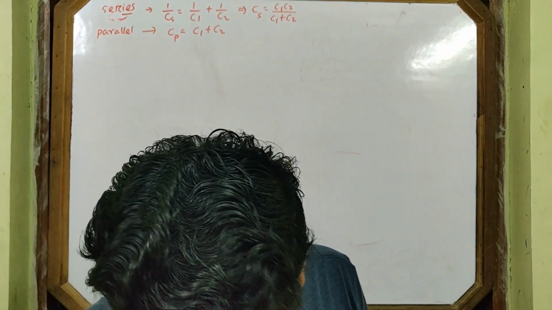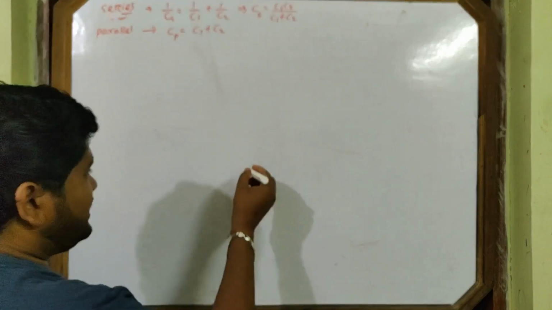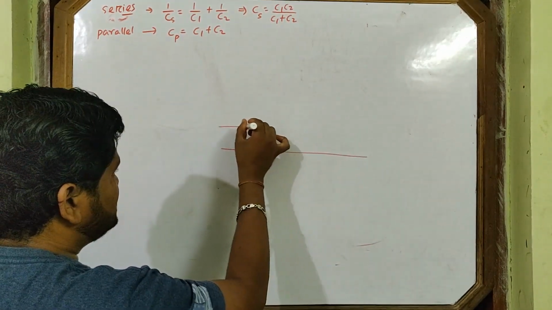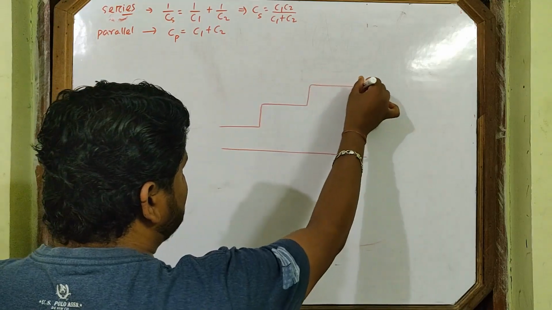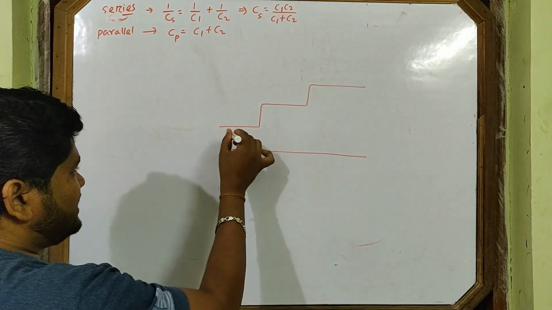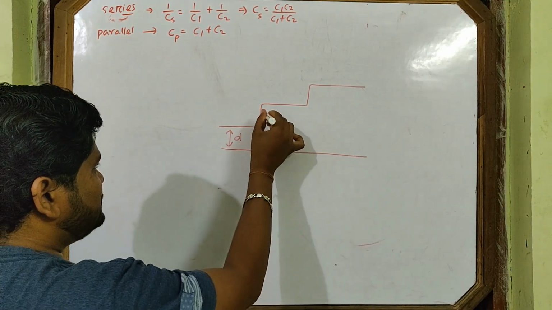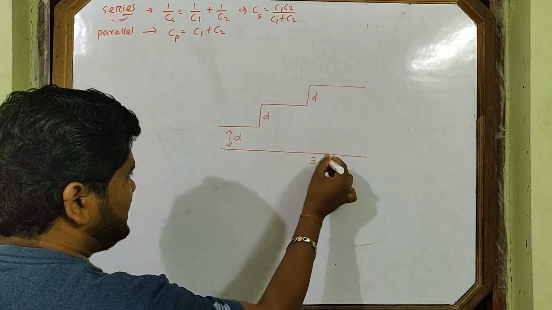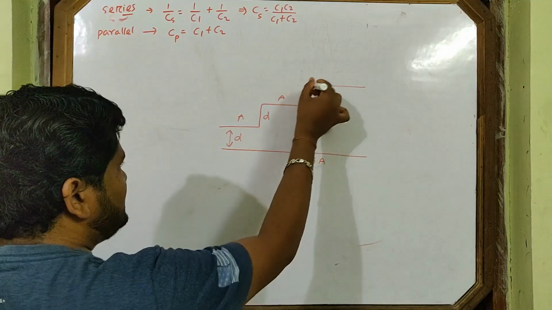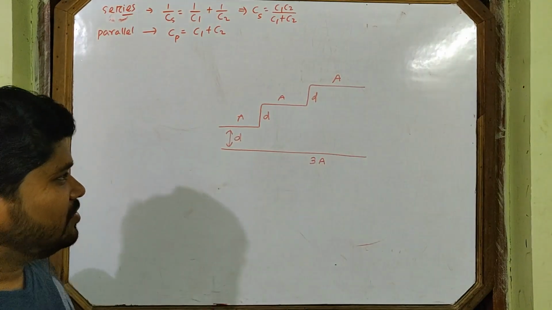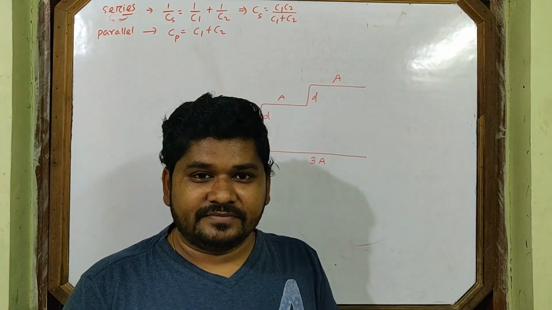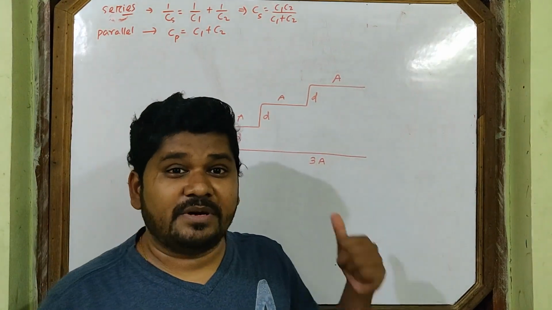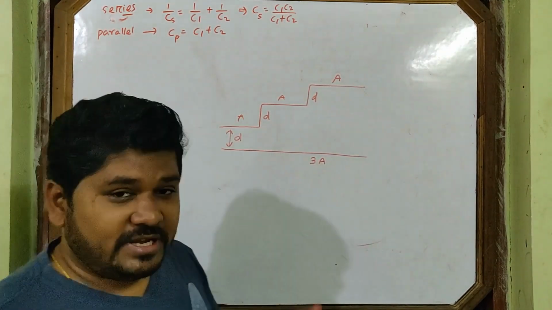The next one is also very interesting. This question came in the 2017 CBSE sample paper. This is a step capacitor. This step is D, just looking like a staircase. This area is 3A. This is A, this is A, this is A. What is the capacitance of this? If this type of question comes, what will you do? This is the 2017 CBSE sample paper question, and it may come in the board exam.